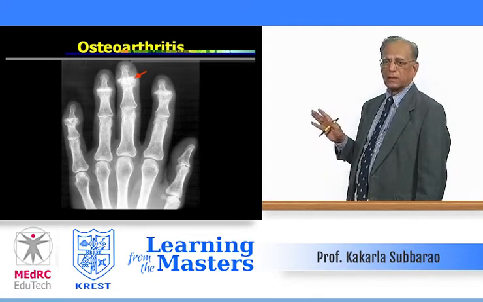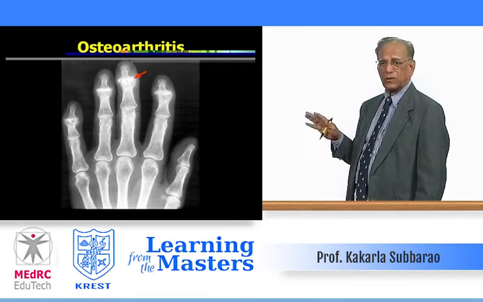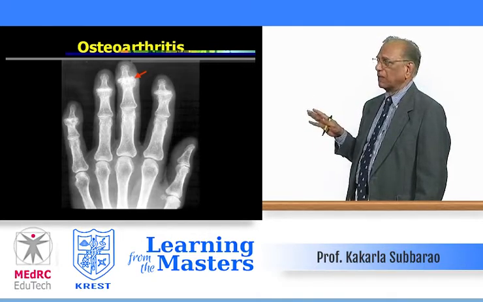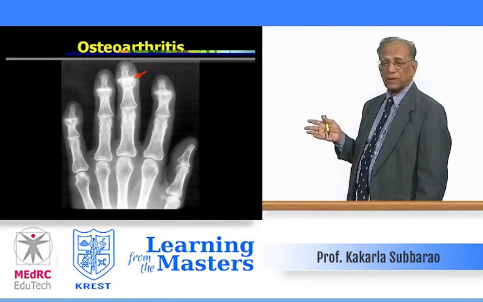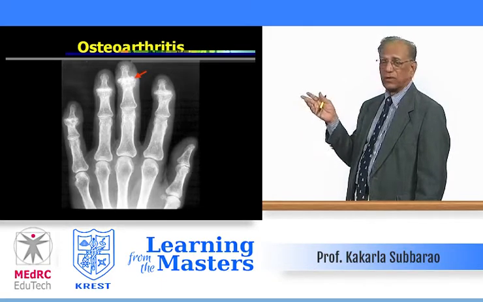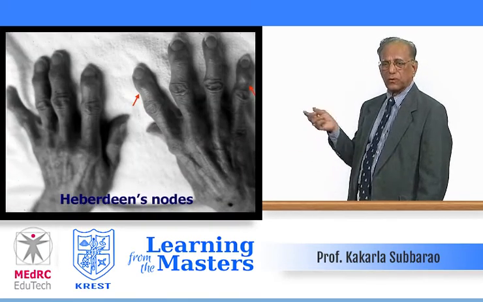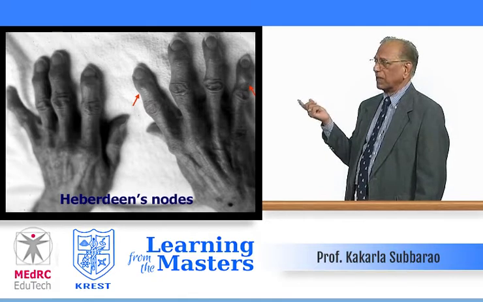And this is classical of so-called primary osteoarthritis, because secondary osteoarthritis can occur after trauma, infection, inflammation, and other disorders. But in this primary osteoarthritis, for some reason the distal interphalangeal joints are involved, namely narrowing of the joint space, eburnation of the articular surfaces, and also osteophyte formation. Those osteophytes produce soft tissue swellings in the distal interphalangeal joints, so-called Heberden's nodes.